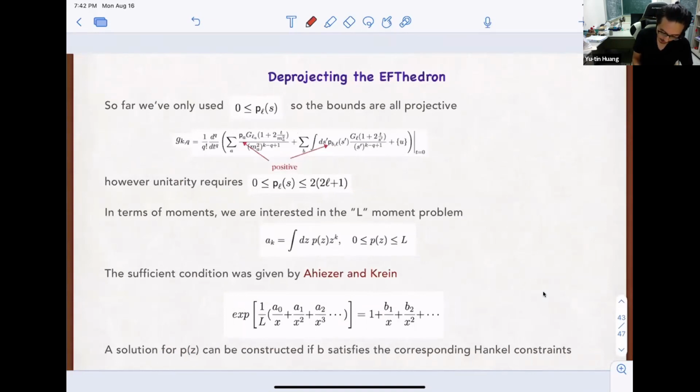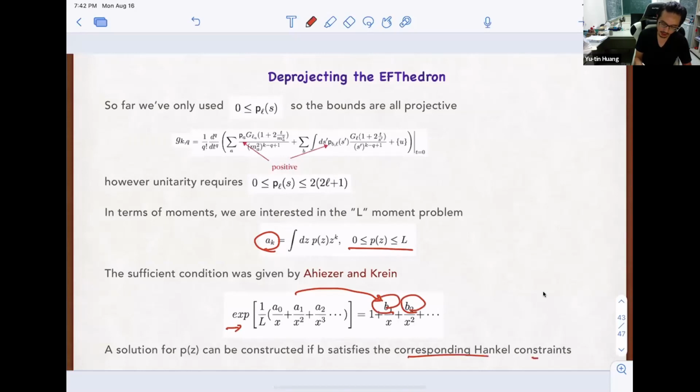by Hausdorff and Krein. And so basically the statement is, if you want to consider here the bounded moment problem, then you can generate a new set of couplings by defining through this exponential map. And the condition is essentially that if these B1, B2 defined by this map satisfy the corresponding Hankel constraints, then the solution for PZ that satisfies this equation can be found. And there's a very straightforward proof where one can do this.